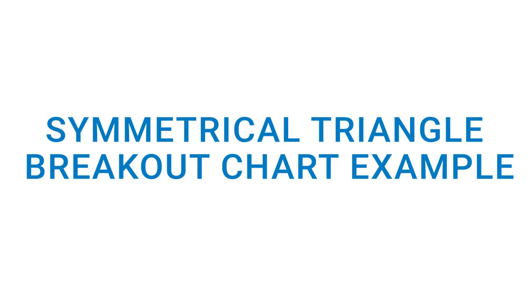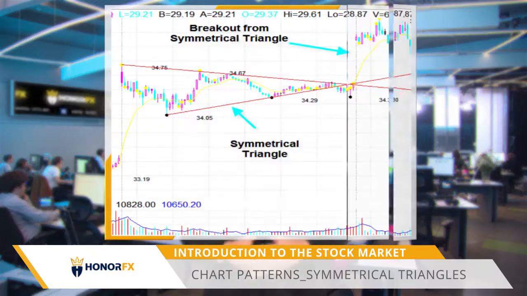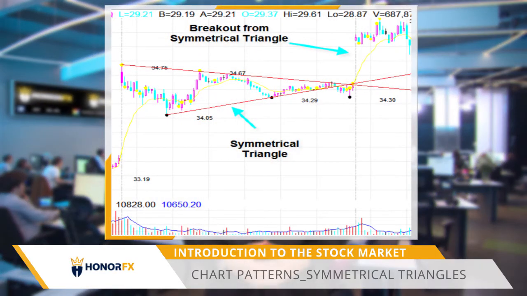Symmetrical triangle breakout chart example. You see a classical example of a symmetrical triangle on a chart. If we draw a horizontal line through the right edge of the triangle, we will divide its angle into two equal parts. This is the requirement we need in order to confirm this pattern on the chart.